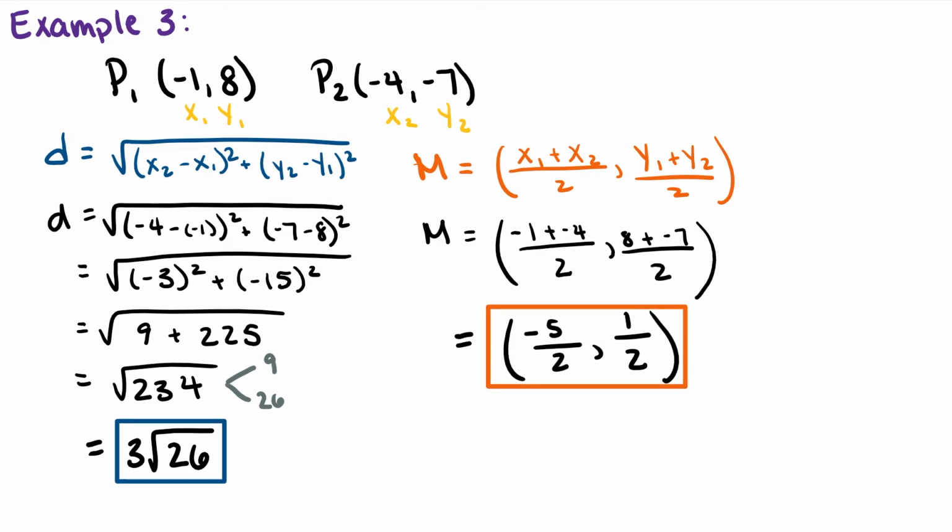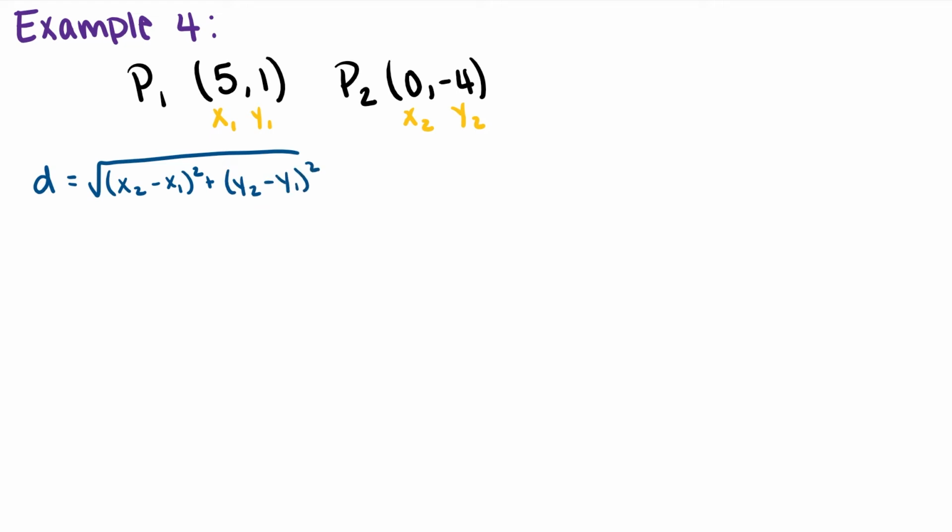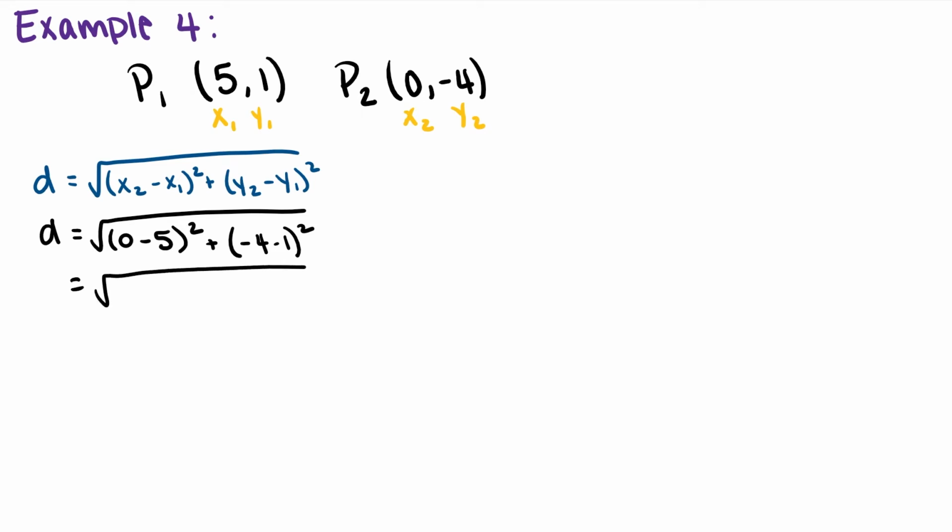Let's take another example, just like this, finding the distance and the midpoint given 2 points. So our points are 5, 1, and 0, -4. Identify x1, y1, x2, and y2. Plugging these values into our distance formula, we get the square root of -5 squared plus -5 squared.